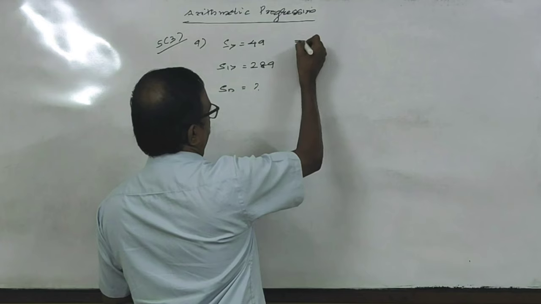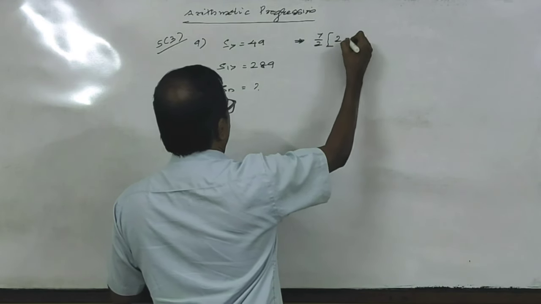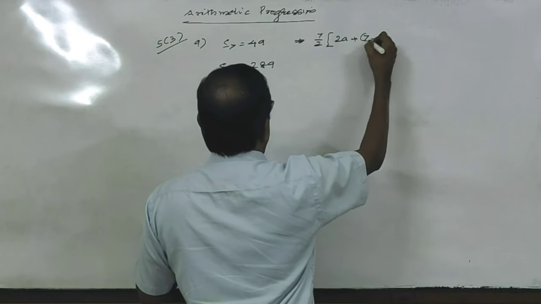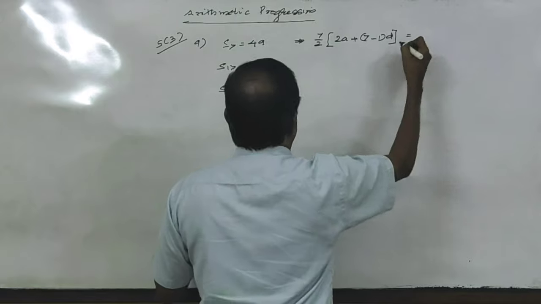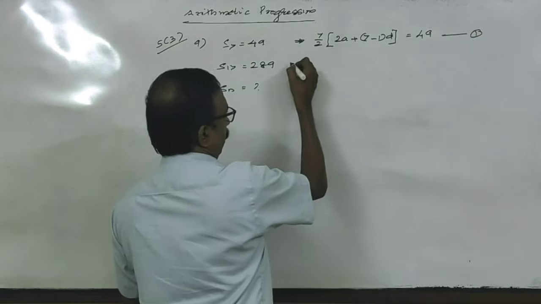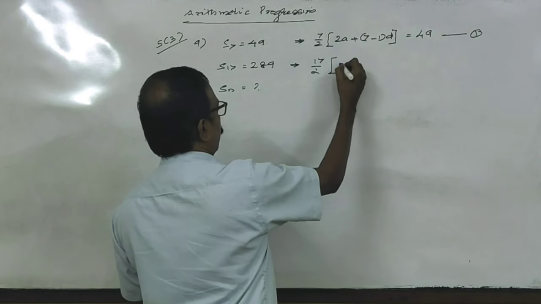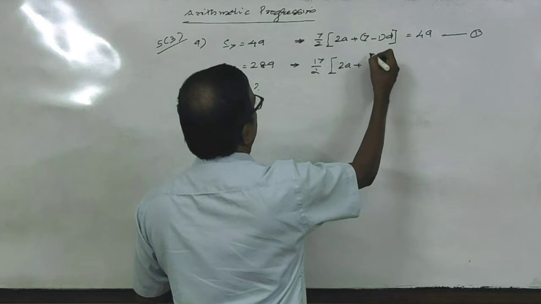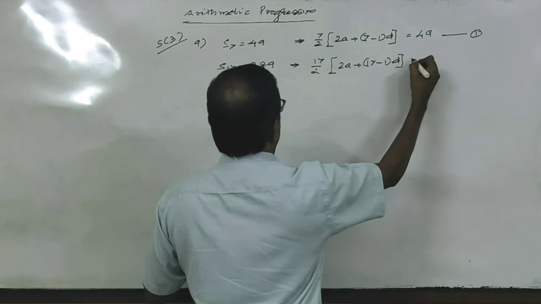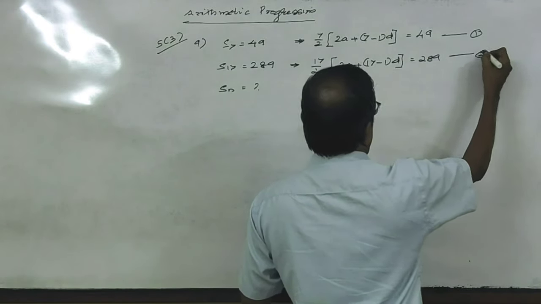Using the formula, S7 is 7 by 2 into 2a plus 7 minus 1 into d is equal to 49. This is equation number 1. And S17 is 17 by 2 into 2a plus 17 minus 1 into d is equal to 289. This is equation number 2.